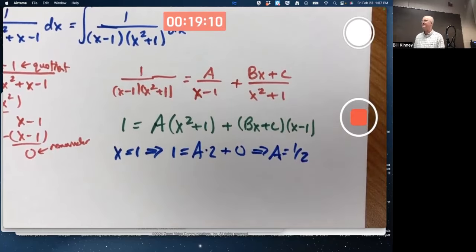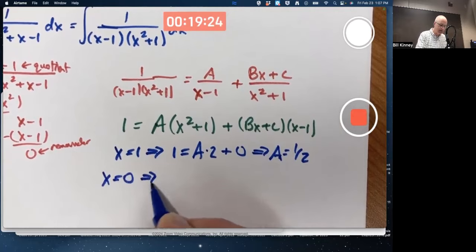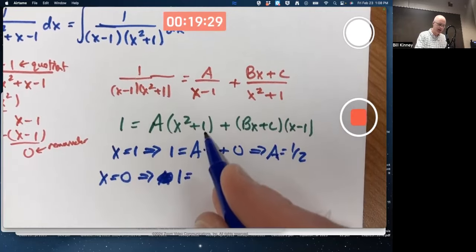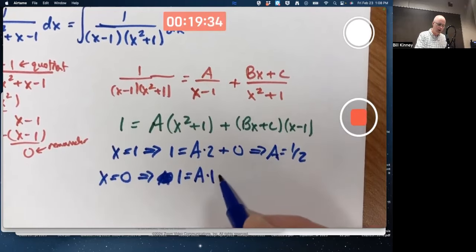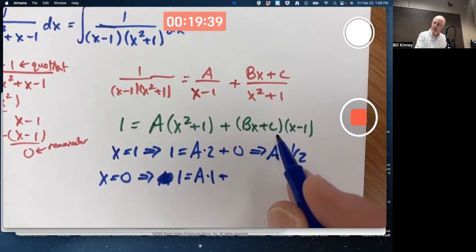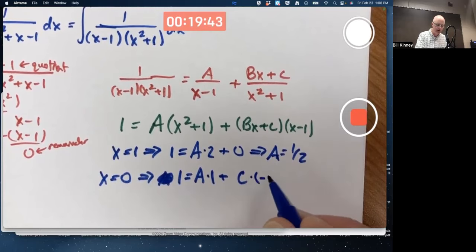B and C are a bit trickier, but still doable. It's still worthwhile to plug in other values of x that are simpler or fairly simple numbers, like 0, for example. Even though it doesn't make anything on the right side equal to 0, it still is worth plugging in. Plug in 0 there, you get 1. Get a times 1. Plug in 0 over on the right here. The b will go away. B times 0 is 0, but the c will still be there. And it'll get multiplied by 0 minus 1, which is -1.